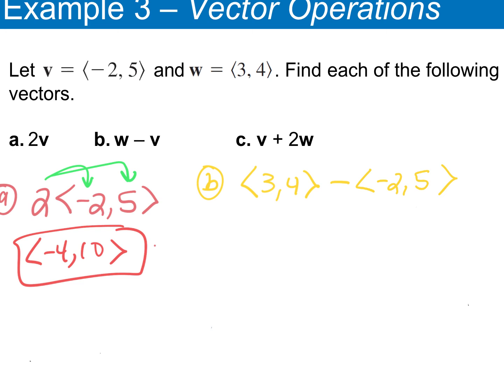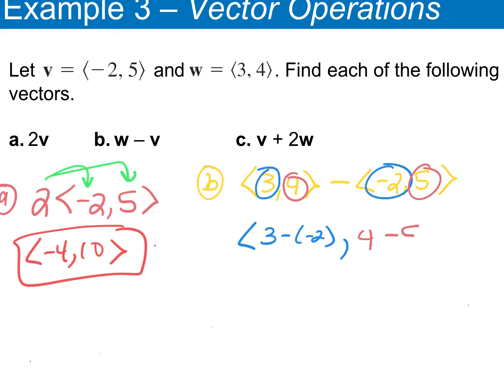But if I'm going to use my vector operations to combine these two, what did I tell you at the very beginning? First stays with what? First. So this says 3 minus -2. Correct? Then the second part is 4 minus what? Okay, so let's simplify. What is 3 minus -2? 5. And what is 4 minus 5? -1.